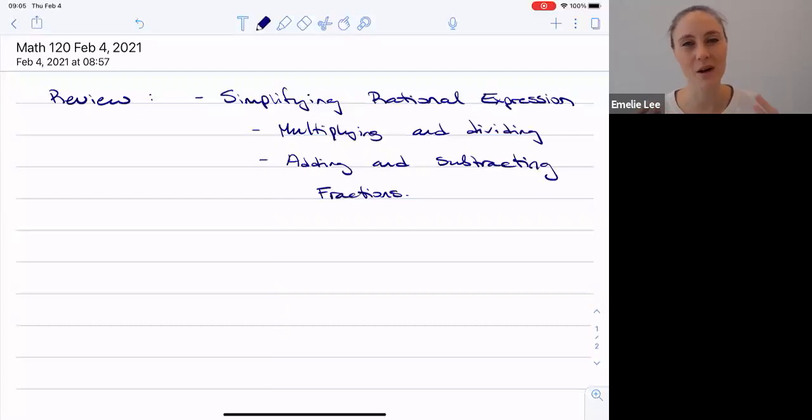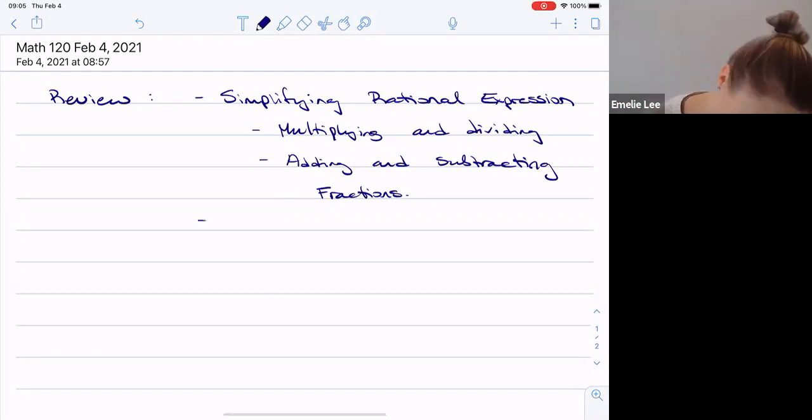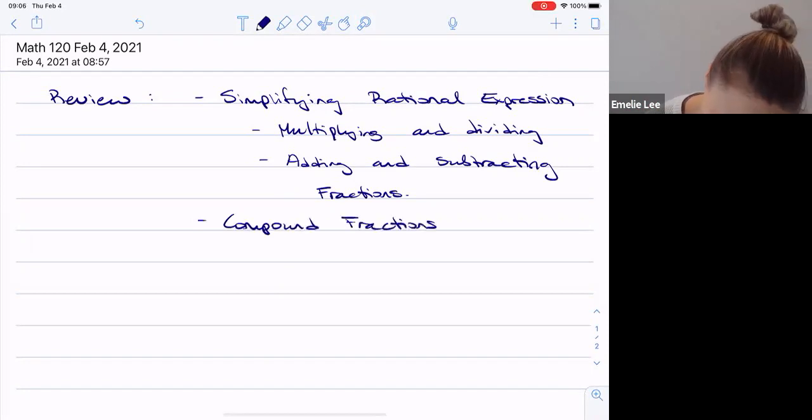So we know we need a common denominator. All those rules followed us in here, even when we're working with these bigger problems, right? So these rational expressions are just fractions, but now we have x's and things in there. So we did quite a few. We even looked at compound fractions and dealing with those.